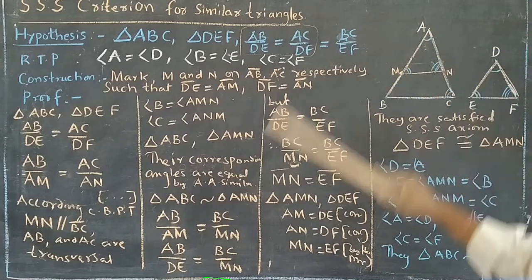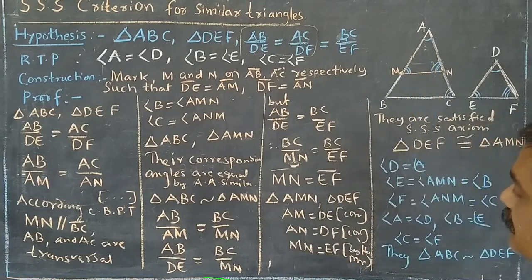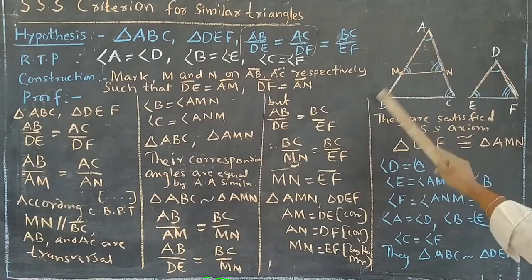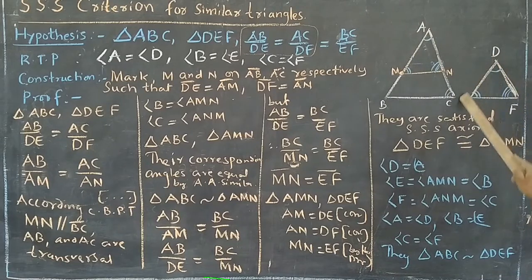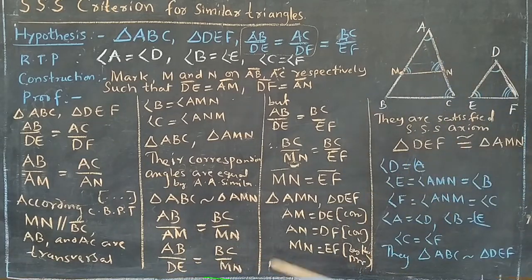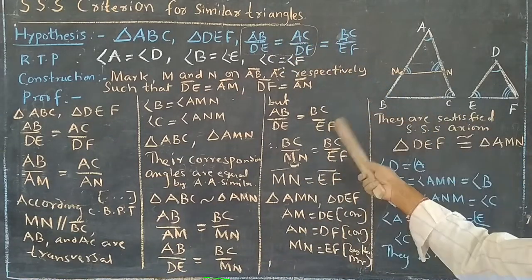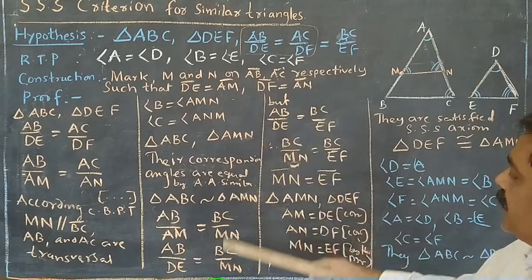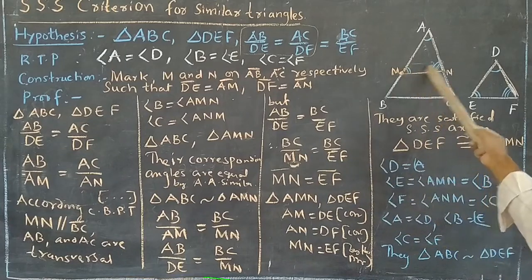When these two triangles are similar, their corresponding sides are in the same ratio. That's why AB by AM is equal to BC by MN. But instead of AM, I wrote DE. AB by DE is equal to BC by MN. But AB by DE is already equal to BC by EF. That I wrote here. So what happens, children? These two are equal, so the answers are equal. BC equal to BC, MN is equal to EF.